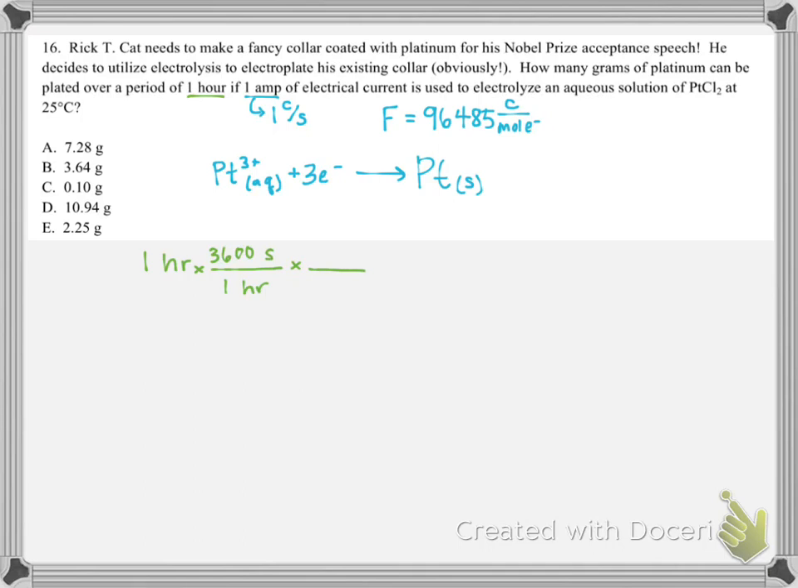And then I want to cancel out seconds, and I know that also I have 1 coulomb per second that's being put in. So this is where I can use the current. And then now I have coulombs, and I can use Faraday's constant, which I've written above, and say that there's 96485 coulombs of charge in a mole of electrons.